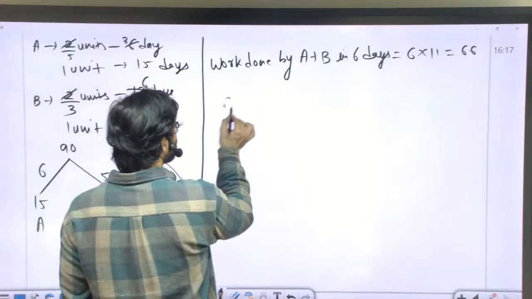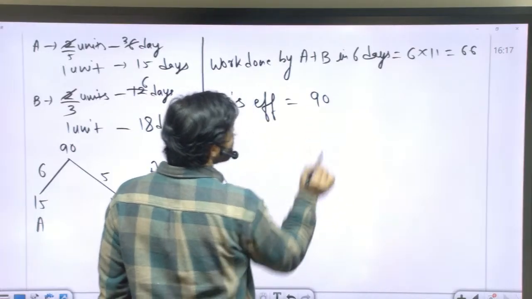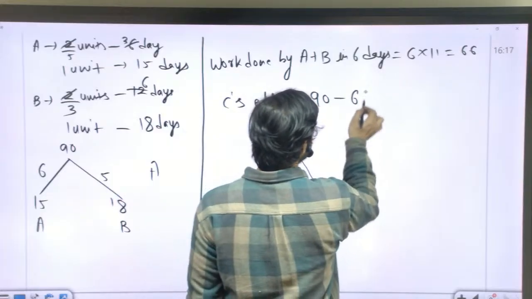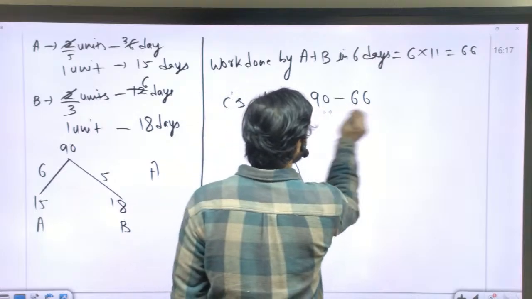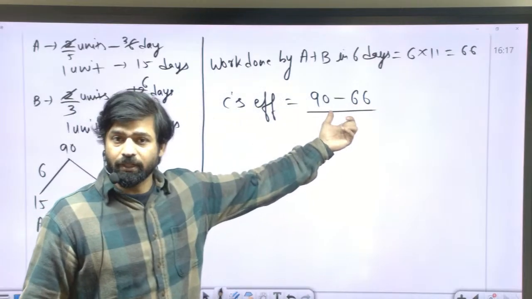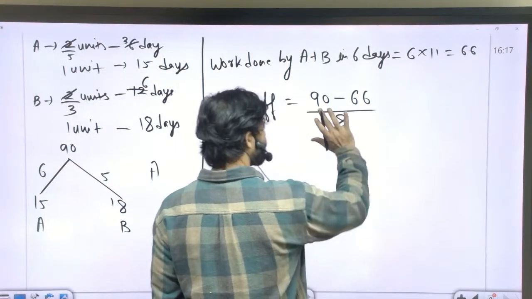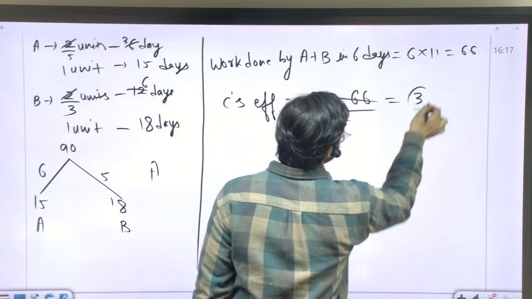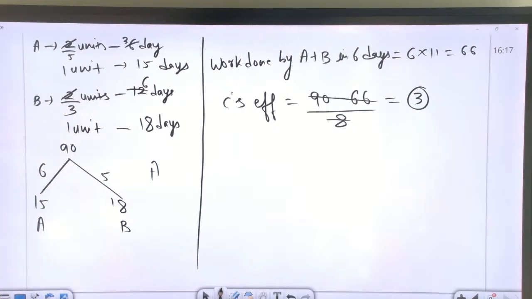How? So I'm writing it directly now. C's efficiency. So out of this 90, 66 units of the work has been done. Now this remaining work has to be done by whom? C. So this is the work done by C in how many days? 8 days. So it's better to divide it by 8. So this is 24. So the efficiency of C is 3 units.